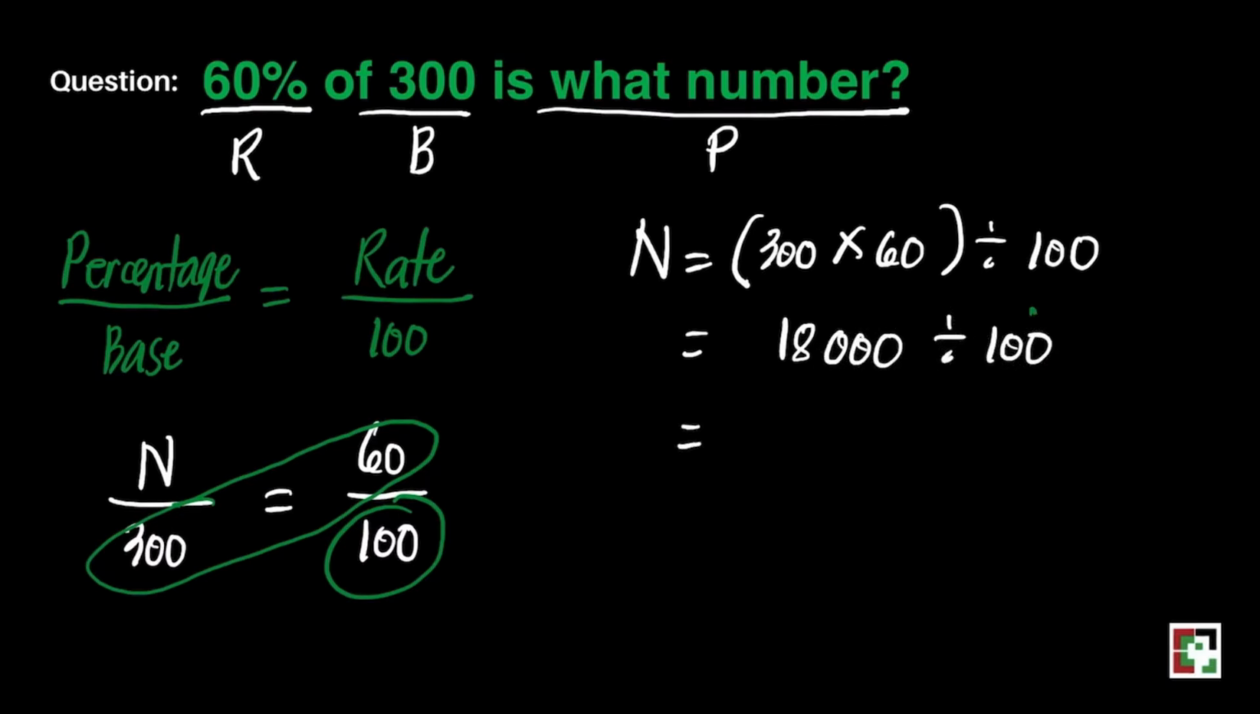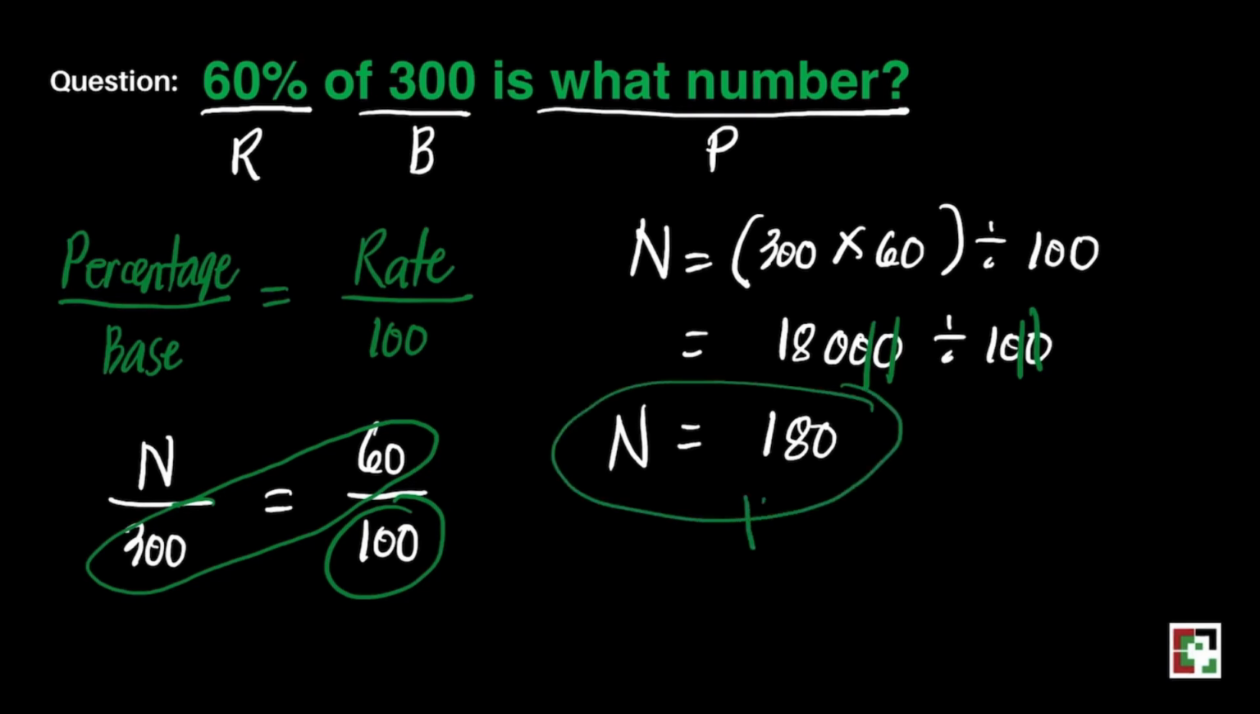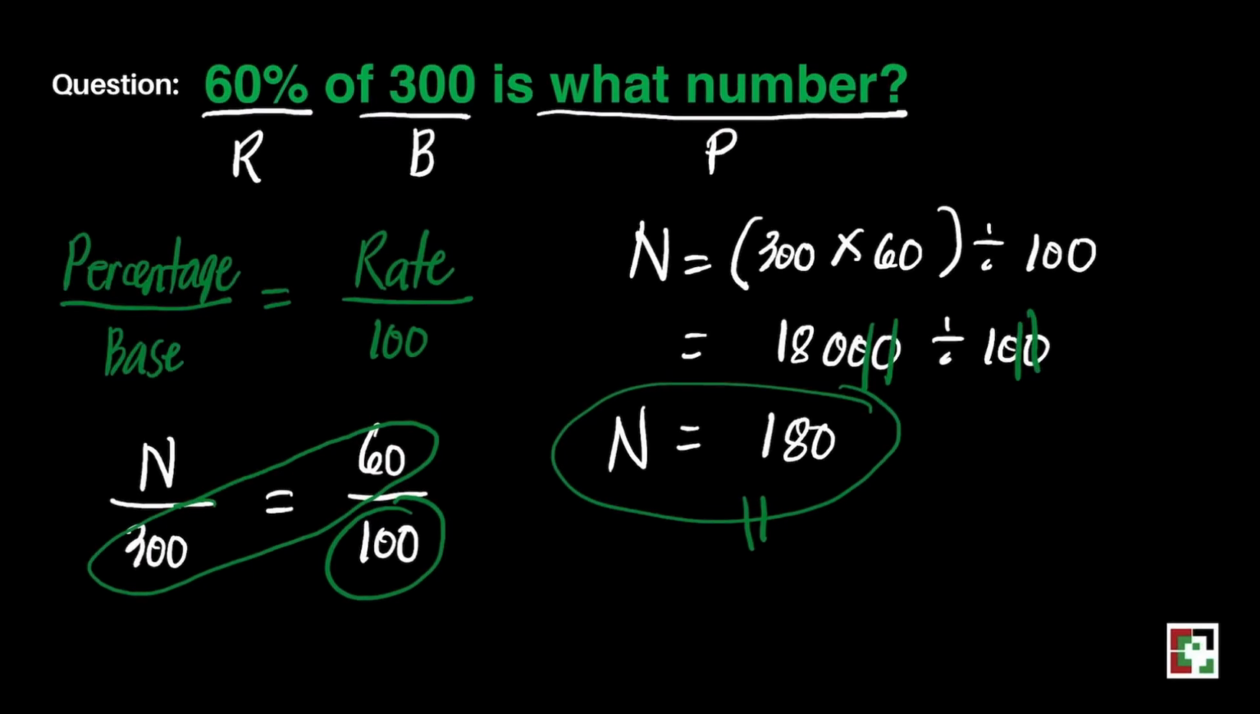We can cancel the 2 zeros there. What's left is 180 divided by 1. It's going to be 180. 60% of 300 is 180, and that's our final answer. Let's have the next one.